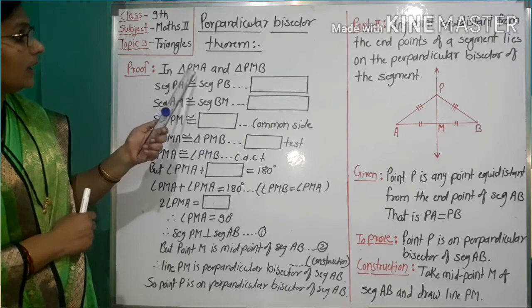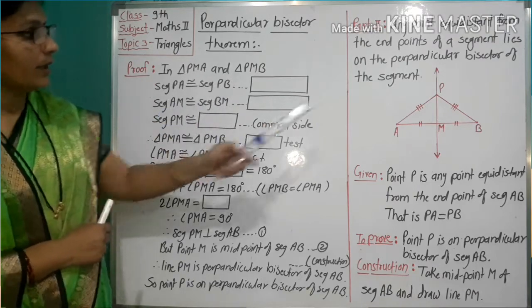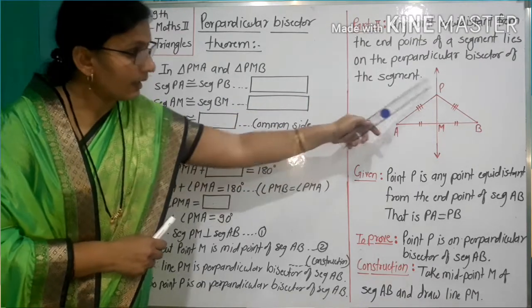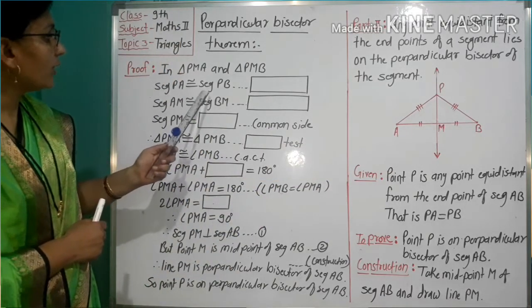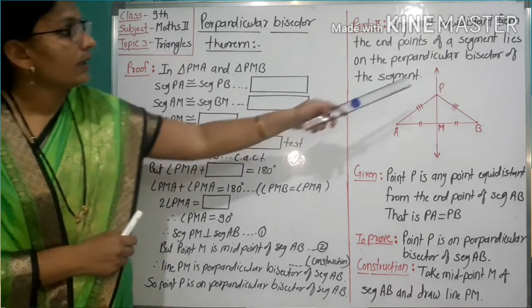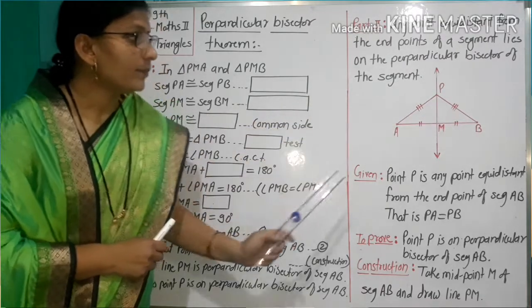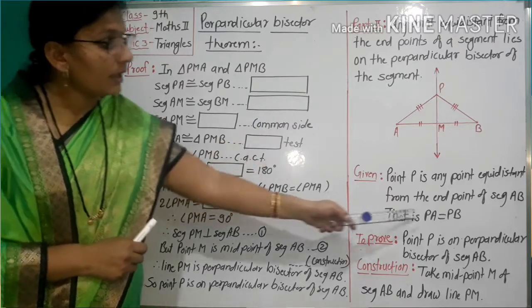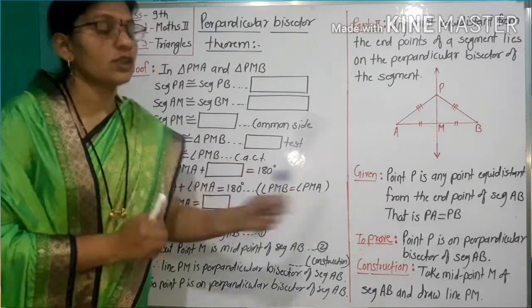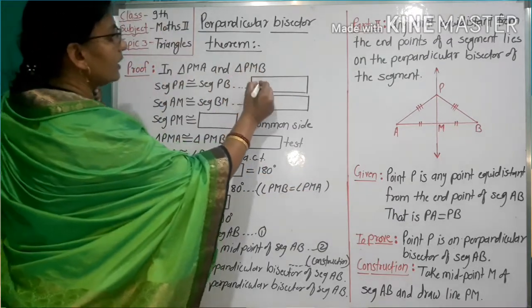In triangle PMA and triangle PMB, segment PA is congruent to segment PB. The reason is: this PA equals PB, this is given. So the reason is given.